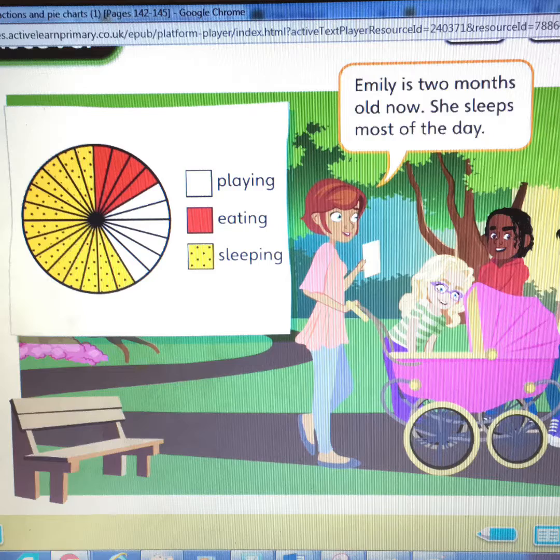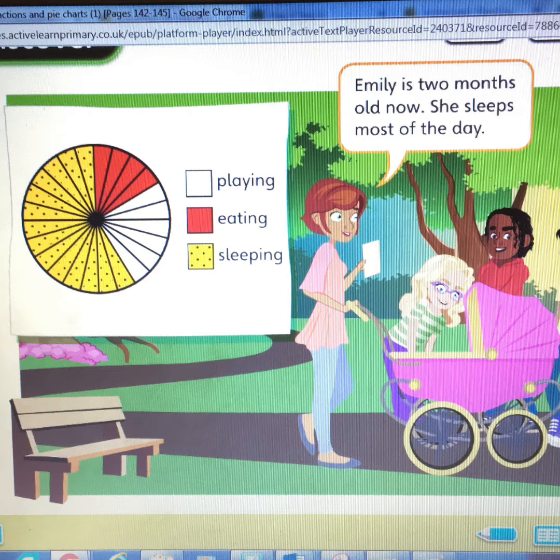Let's get started. So here's our Discover problem for today. We've got a pie chart in the corner. And we've got the mum saying, Emily is 2 months old now. She sleeps for most of the day. And by looking at my pie chart, I can see that sleeping takes up most of the pie chart and then playing and eating makes up the rest of it. So my first question is, how many segments are there in the pie chart? And why do you think there's that many?